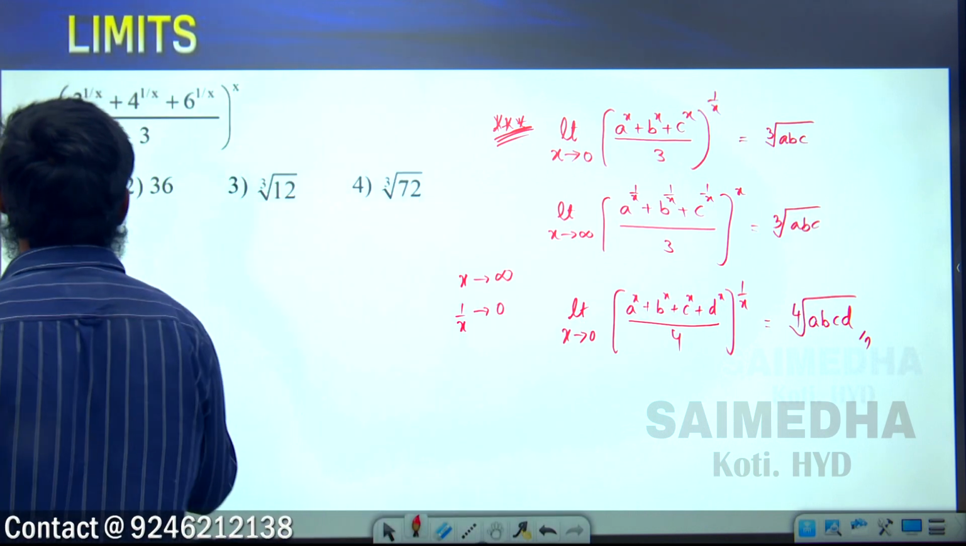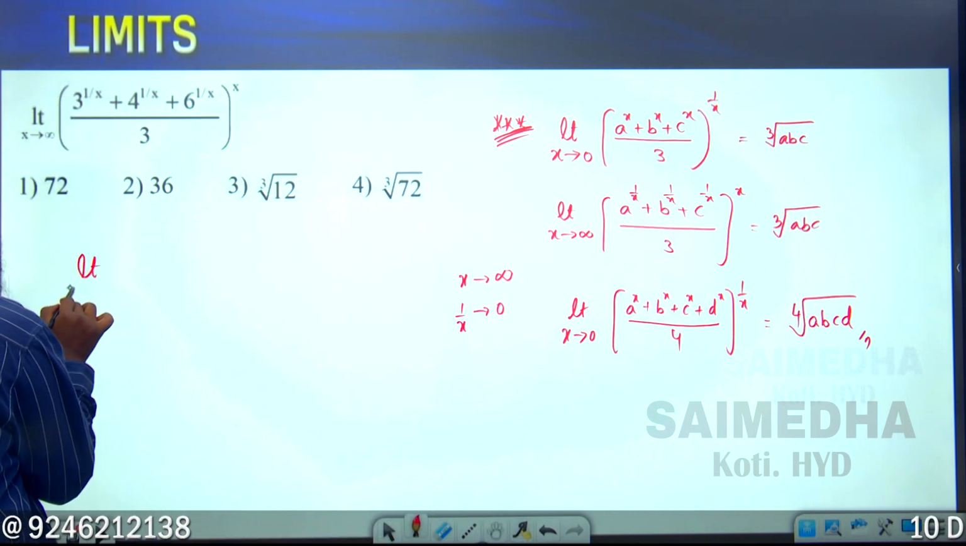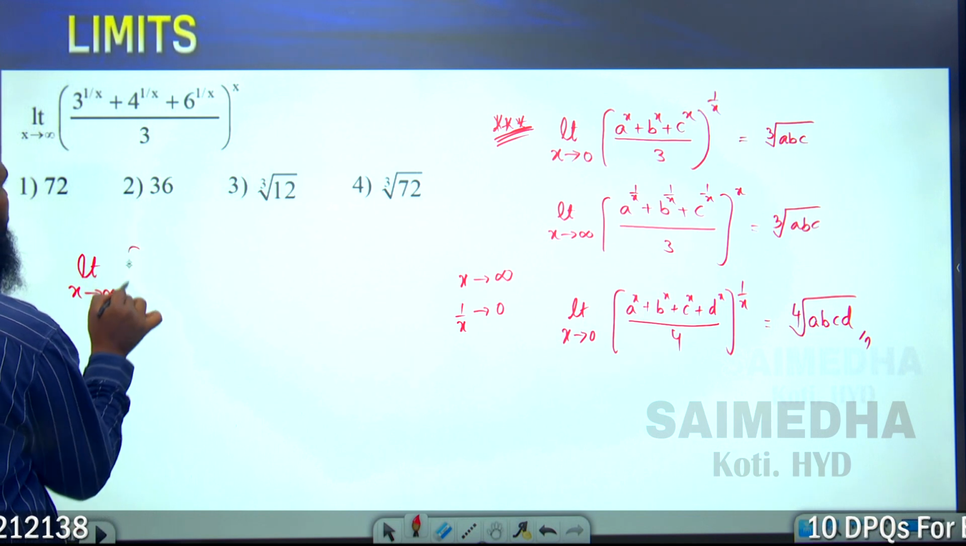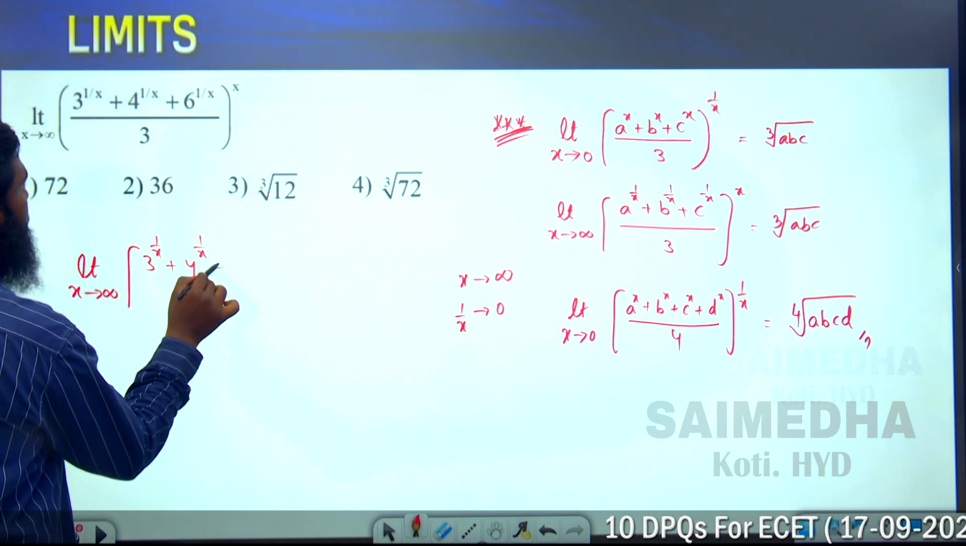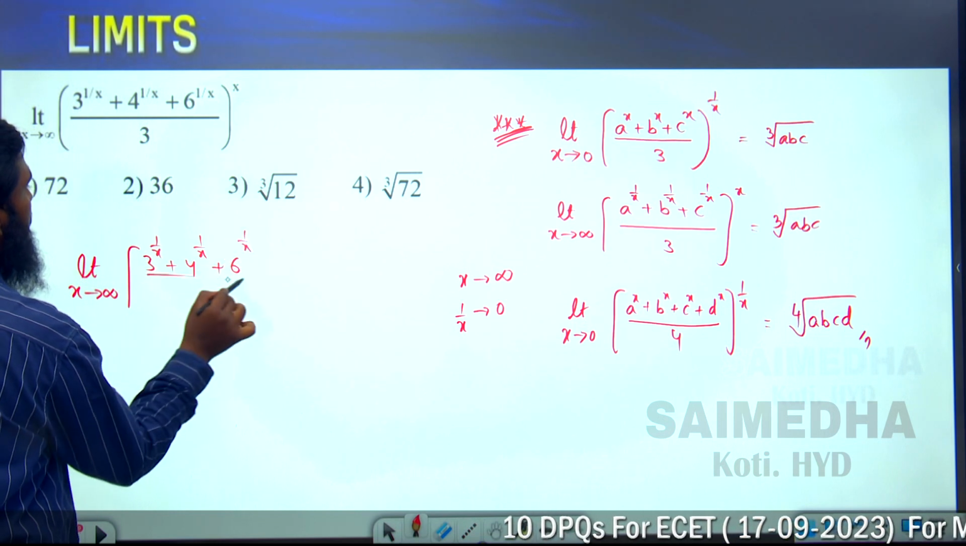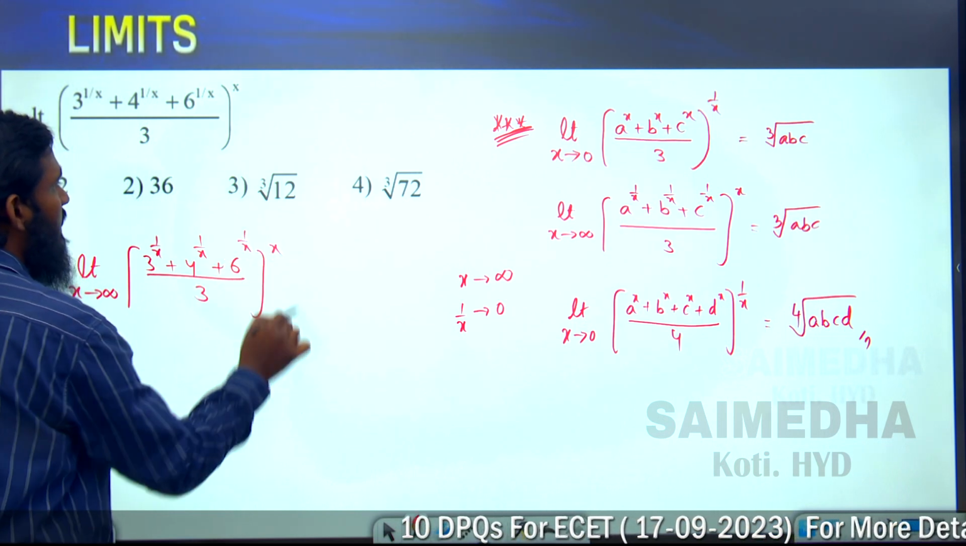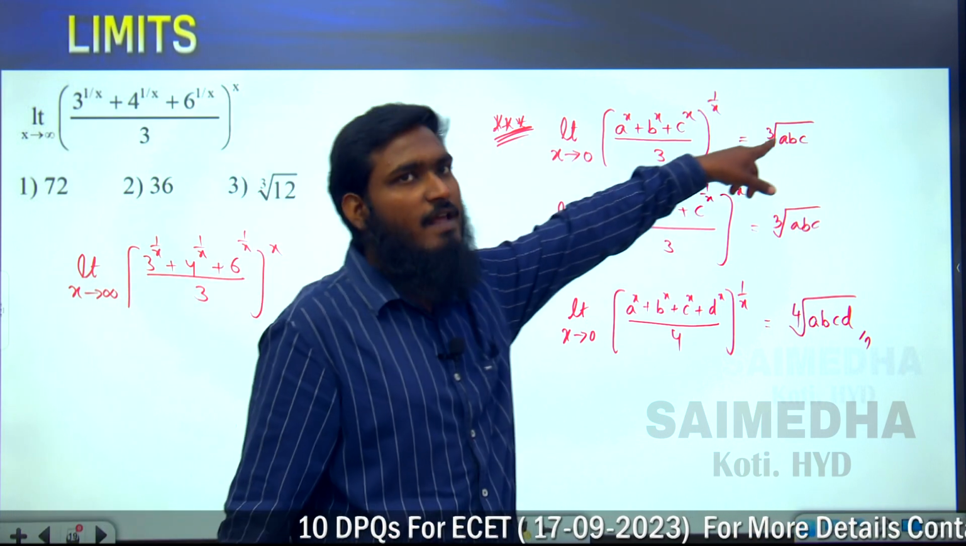Let us try to apply it for this question. What is the question we have now? Limit x tends to infinity, (3^(1/x) + 4^(1/x) + 6^(1/x)) divided by 3, whole power x. Okay, so for both these conditions we have the same answer.